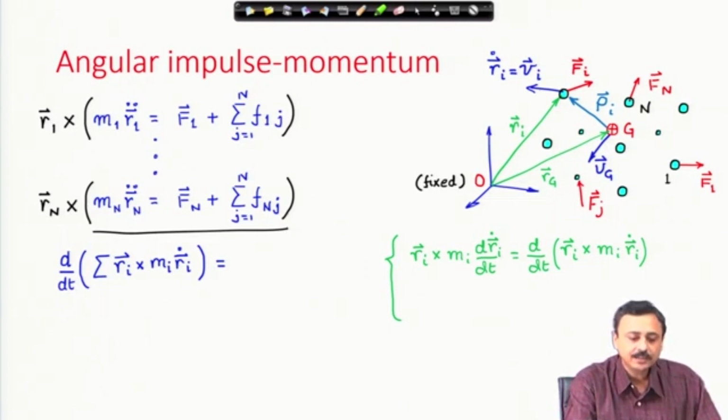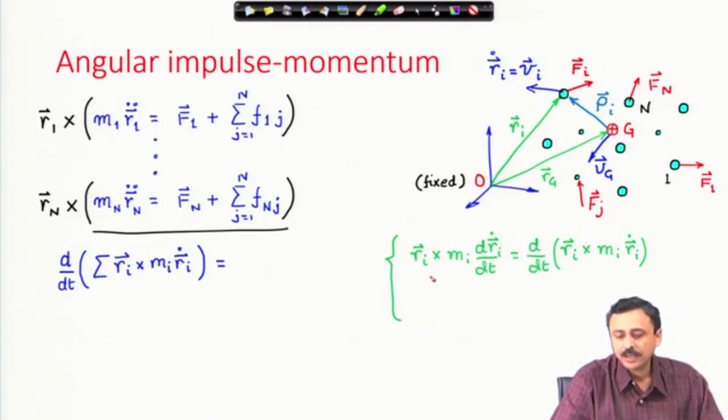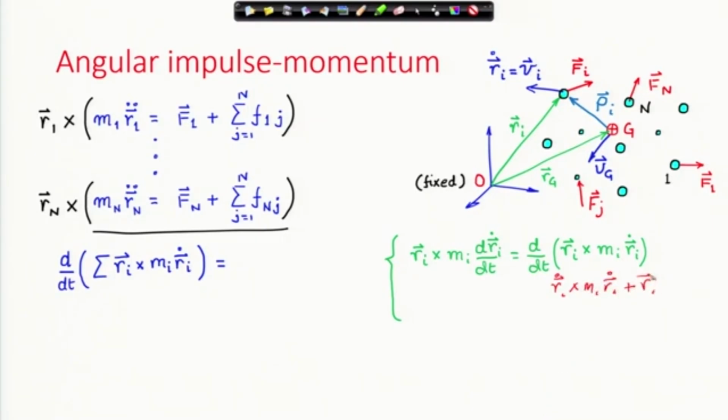I can write the left hand side simply as d/dt of the summation of r_i cross m_i r_i dot, and this follows from a step which we have seen before, that r_i cross m_i d/dt of r_i dot is d/dt of r_i cross m_i r_i dot. Now, why? Because if you take this time derivative, you will get r_i dot cross m_i r_i dot plus r_i cross m_i r_i double dot. Now, this term vanishes because it is r_i dot cross r_i dot, that is 0. Therefore, what we are left with is the term that you will obtain by summing over the left hand side of all these individual equations.